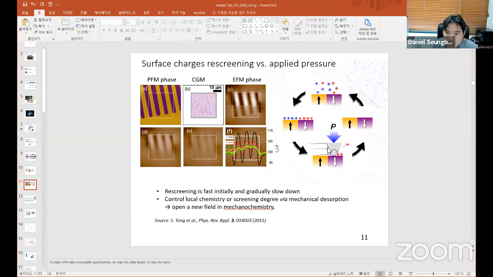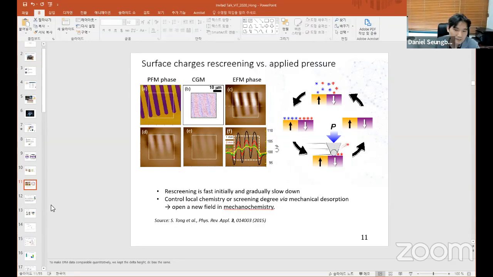And if you see this imaging of CGM and do EFM as a function of time, you see the contrast fade. So you can make a loop close from scrubbing the ions absorbed to the ferroelectric domains and then make current flow. And then from the ambient, you can have another screening charge falling on the top of the surface to make it happy again. So this is like mechanical energy translated to chemical and electrical energy.